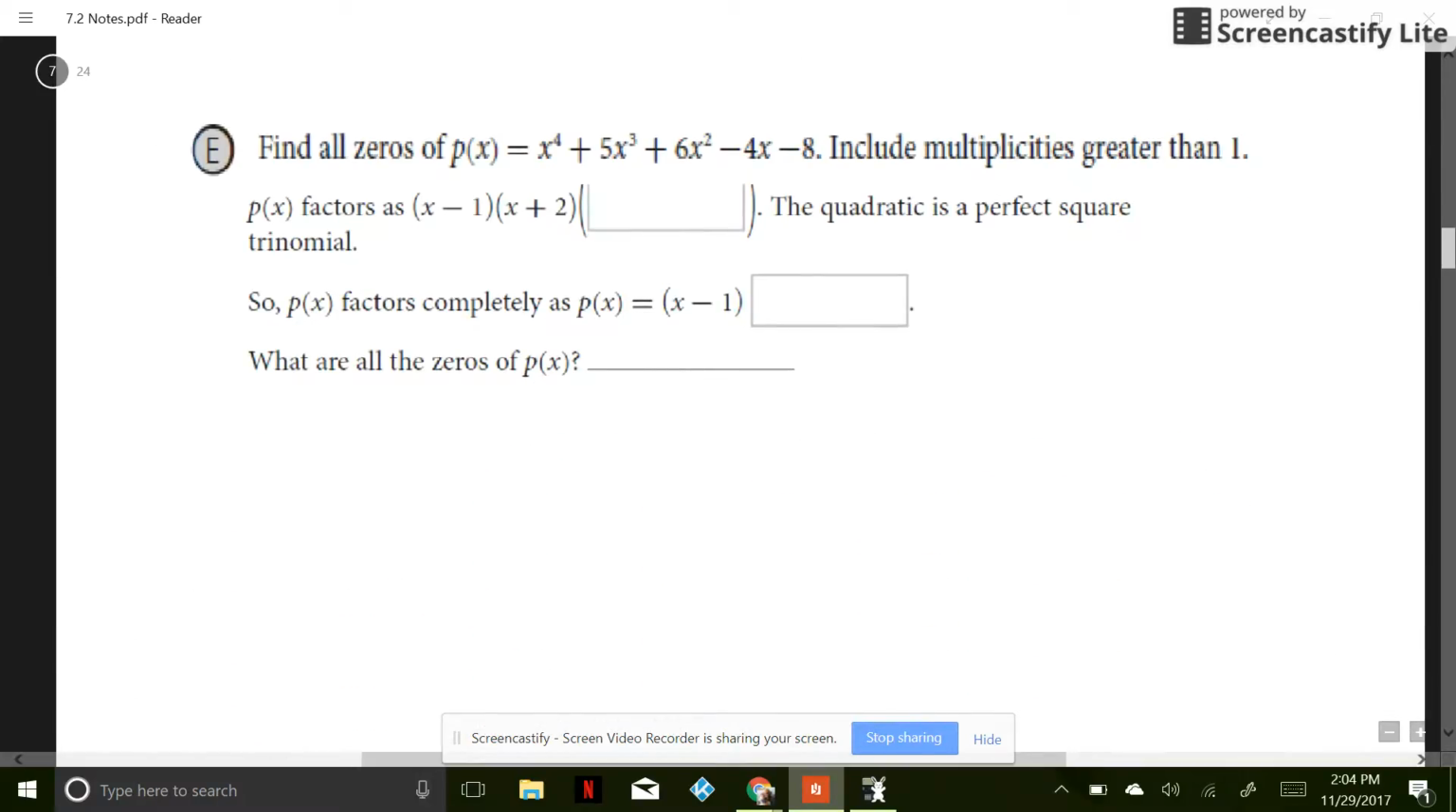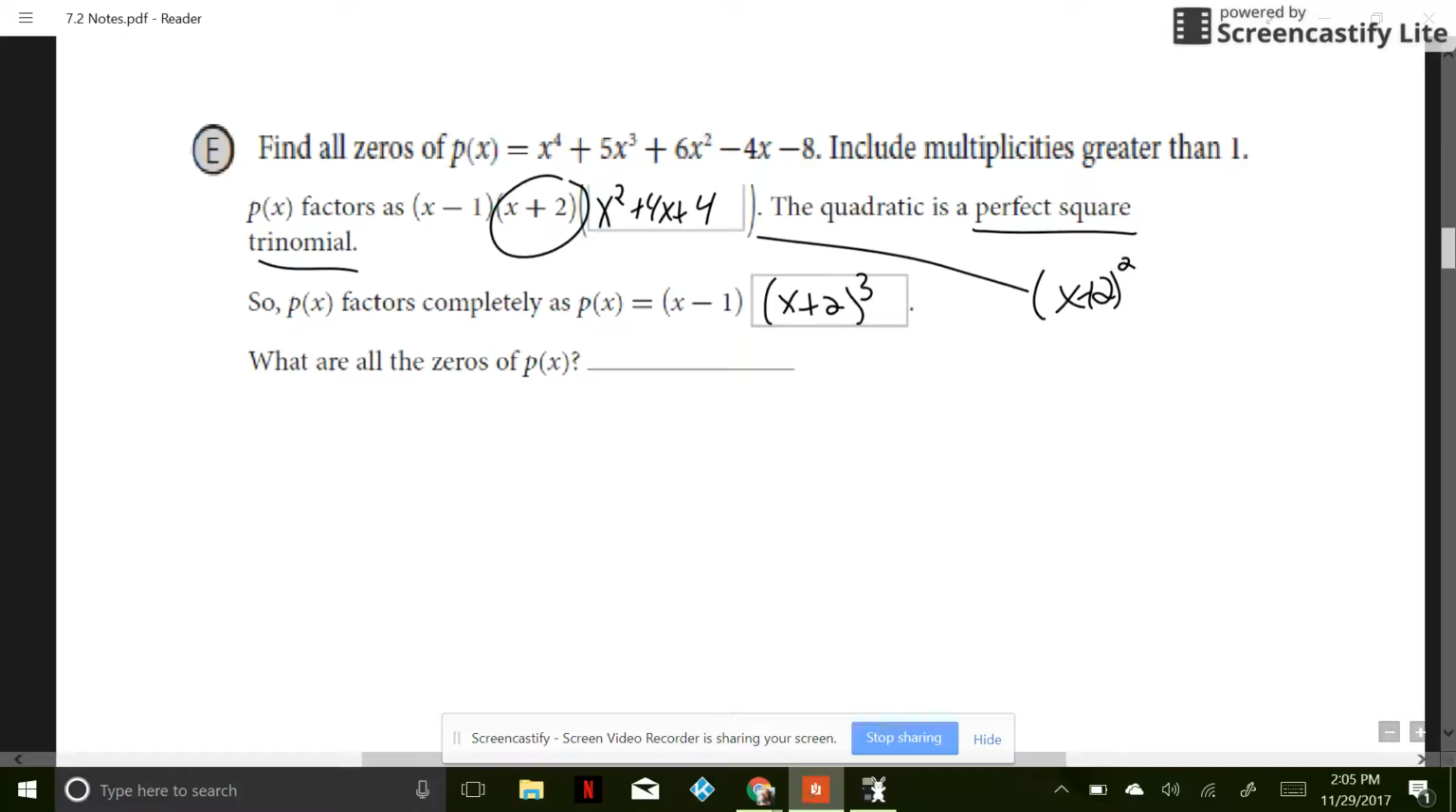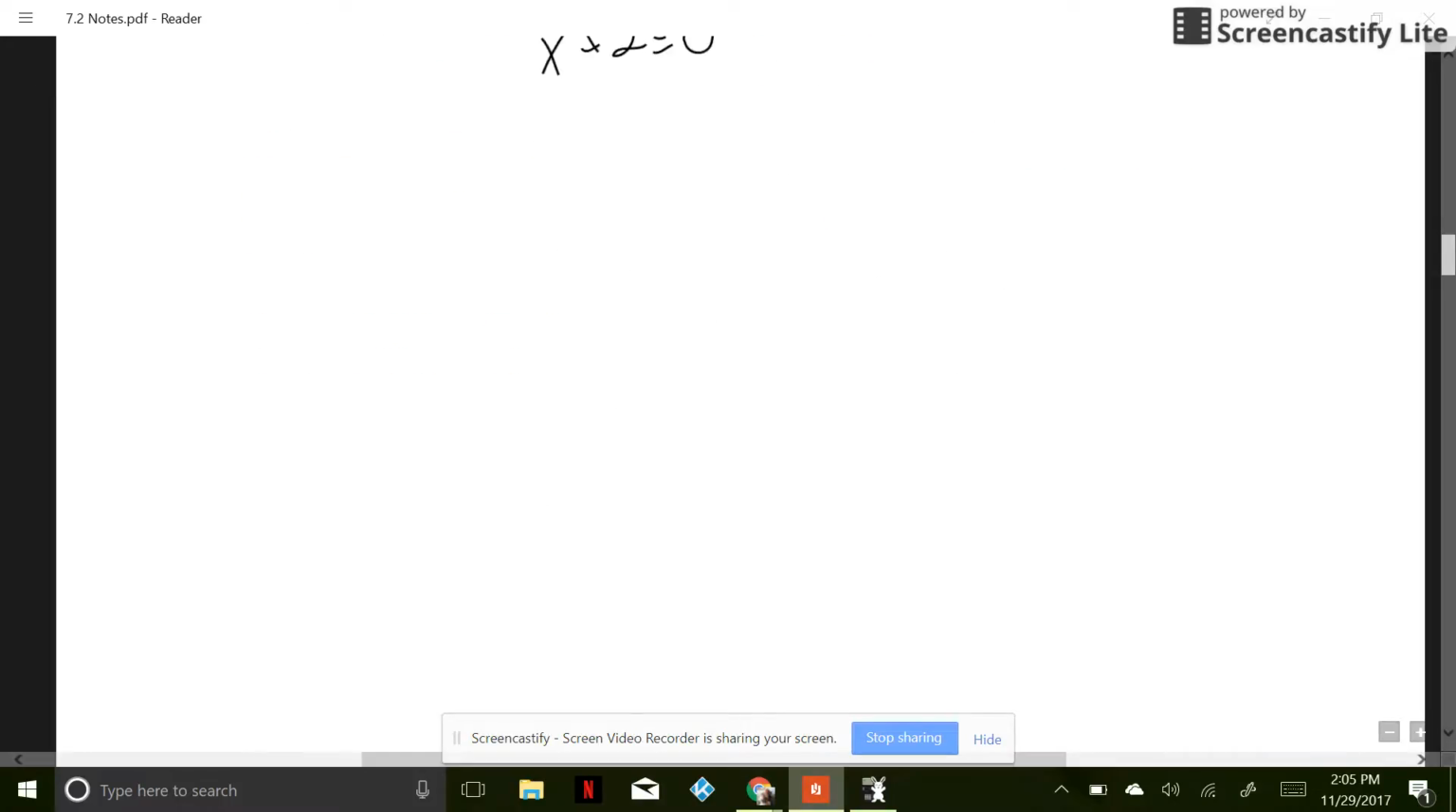Working through one more of these, we can factor this. We'll get (x - 1)(x + 1) to factor out. We're left with x squared + 4x + 4, and this quadratic is a perfect square trinomial. It factors to become (x + 2) squared. Since we already had that x + 2 up here, it factors completely to (x - 1)(x + 2) cubed. So what are the zeros? We set each term equal to 0. Our zeros are at 1 and -2. That -2 has a multiplicity of 3 since it's to the third power.